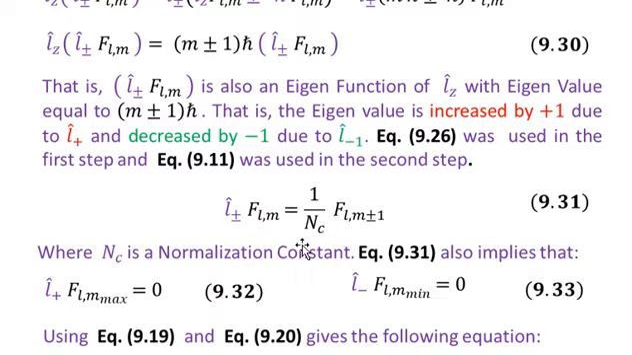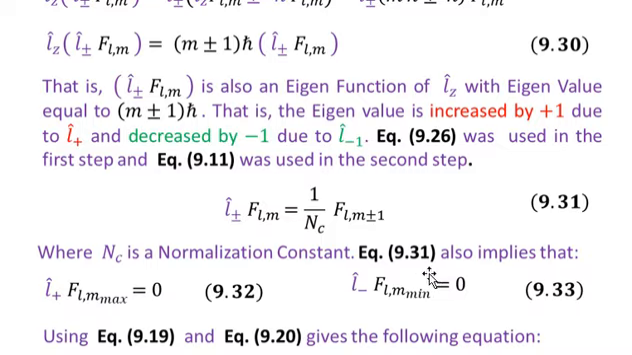And you see that I have included 1 over N C over here, where N C is nothing but a normalization constant. Because when we relate one wave function with another wave function, we need to write down the normalization constant so that we can normalize the probability between the two functions.